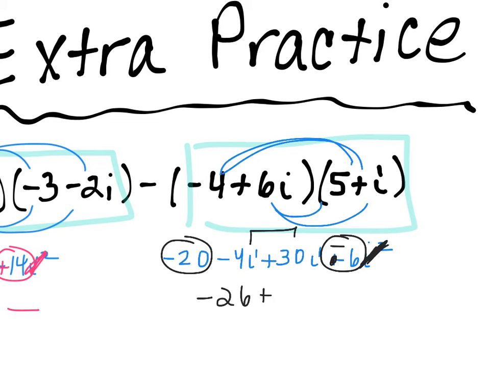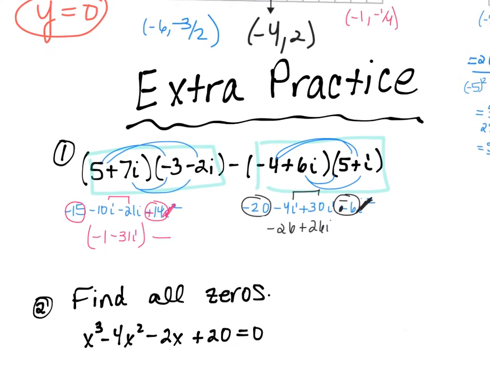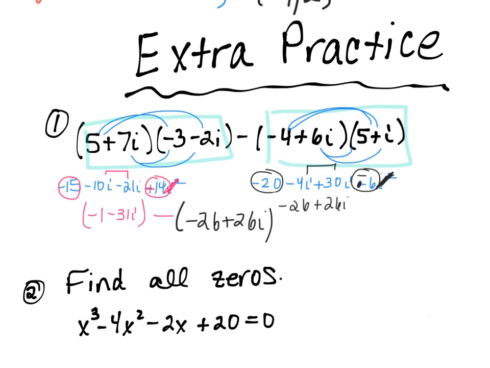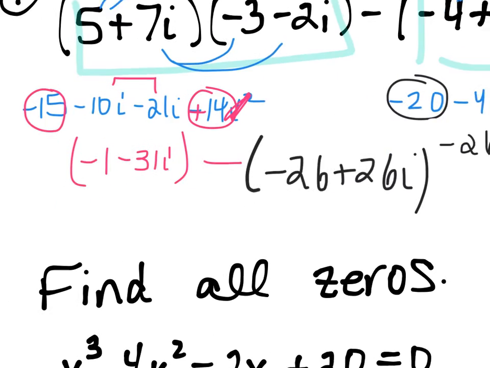I'm sorry, I'm thinking ahead at what I'm looking at. Okay, so negative 26, right? And then we said plus 26i. So that goes right here. Negative 26 plus 26i. Does everybody see what I did? Yeah. All right. And then now what do we do?